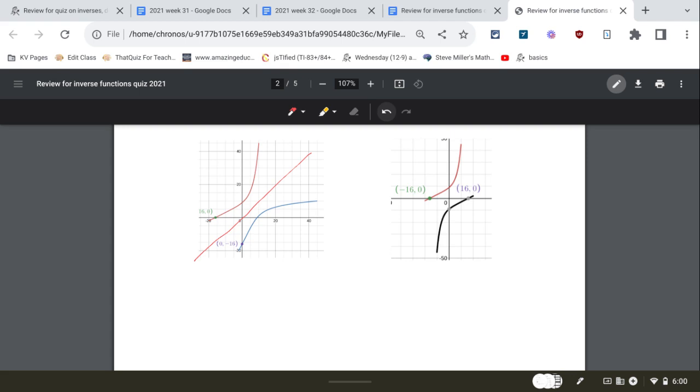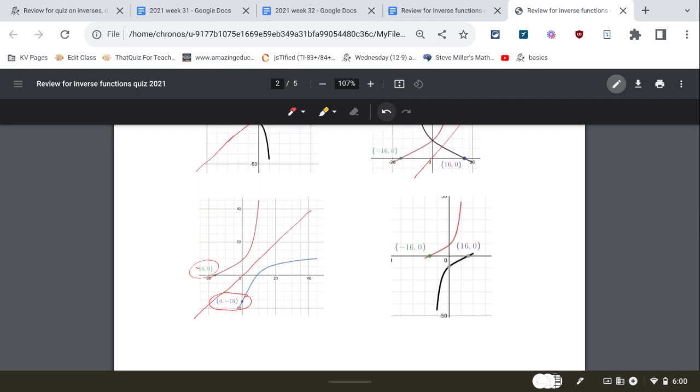The other way to tell is they gave you (negative 16, 0) down here. And so on the inverse function, or the other one, that ordered pair is just flipped. Okay, (0, negative 16). That's what should happen. The x and y should all just be flipped from each other.